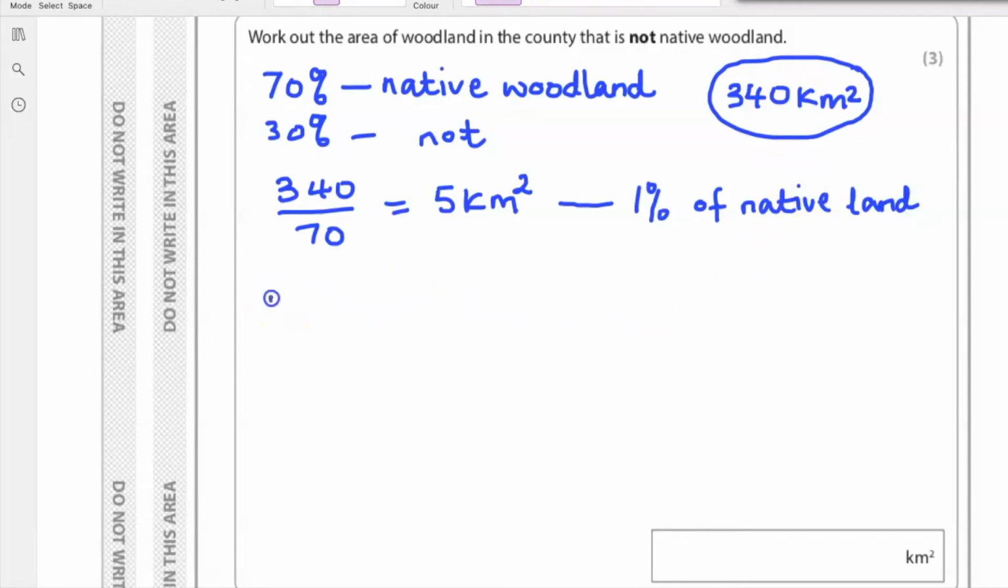Therefore, 30% will be 30 times 5, which we just got. That is going to give us 150. So the answer to question B is 150 kilometers squared.